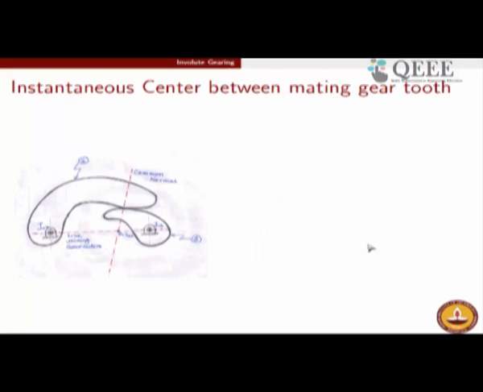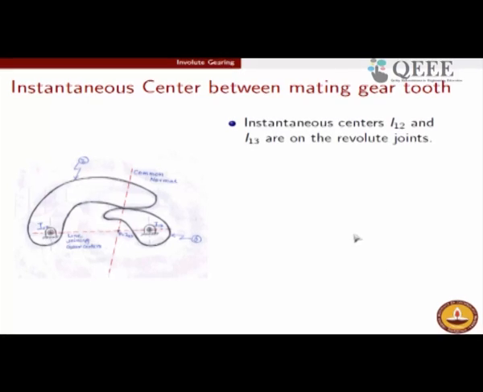So, today our first objective will be to arrive at the instantaneous center of the mating gear tooth. Mating gear tooth, as we understood through yesterday's discussion, is an example of a higher pair mechanism, but we wish to specify exactly, for a mating gear tooth, the position of the instantaneous center. As per our discussion yesterday, the instantaneous center has to lie along this common normal of the mating gear tooth.